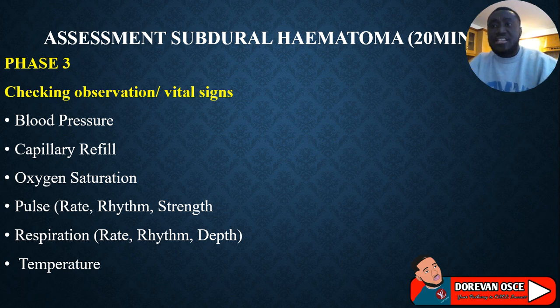With phase 3, you are just going to check the patient's vital signs or observations. You are going to check the blood pressure, capillary refill, oxygen saturation, pulse rate, respiration, and then the temperature of the patient. So that's where you're going to check the patient's vital signs. When you watch the video, you see how the patient's vital signs were checked.